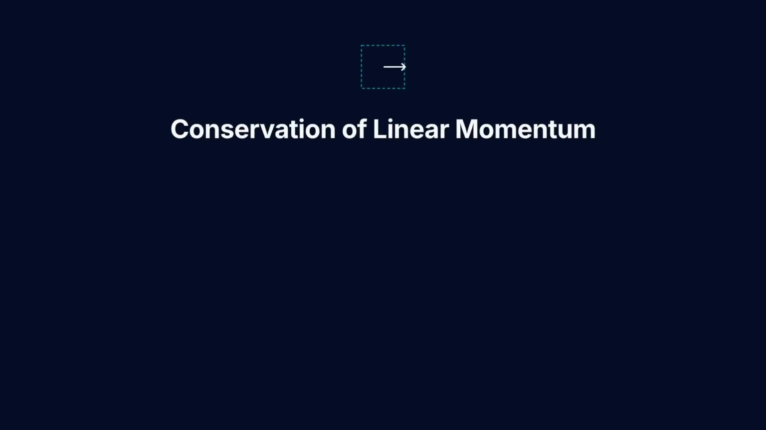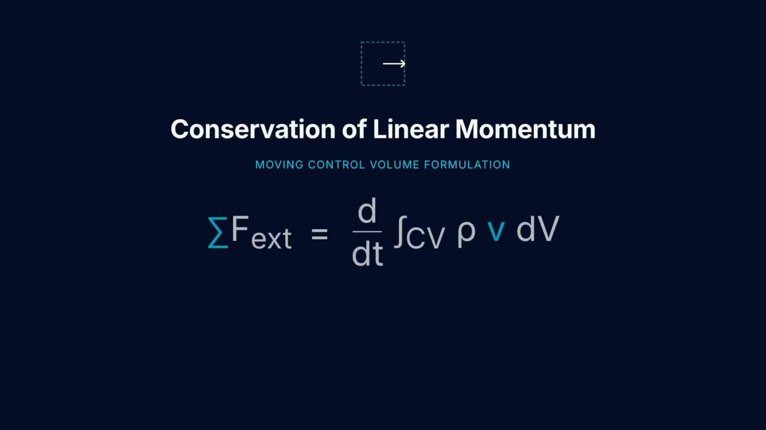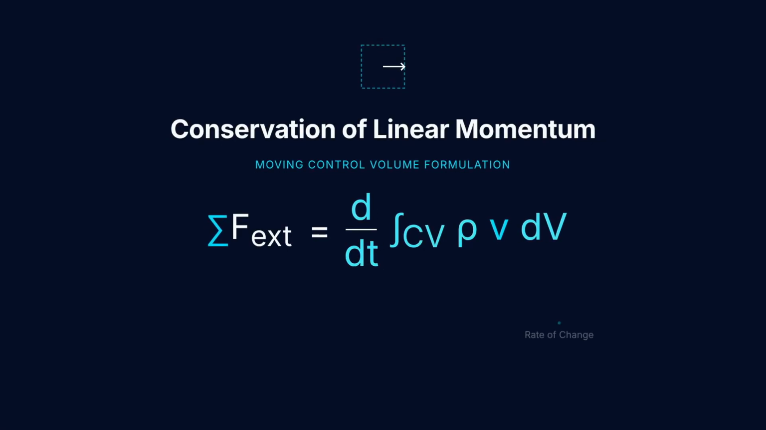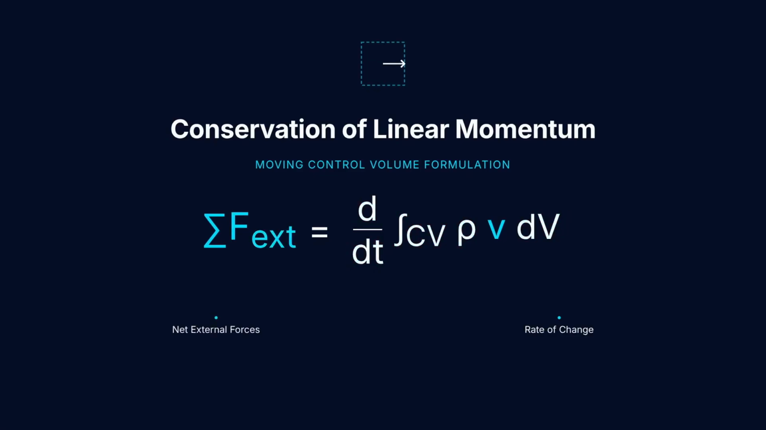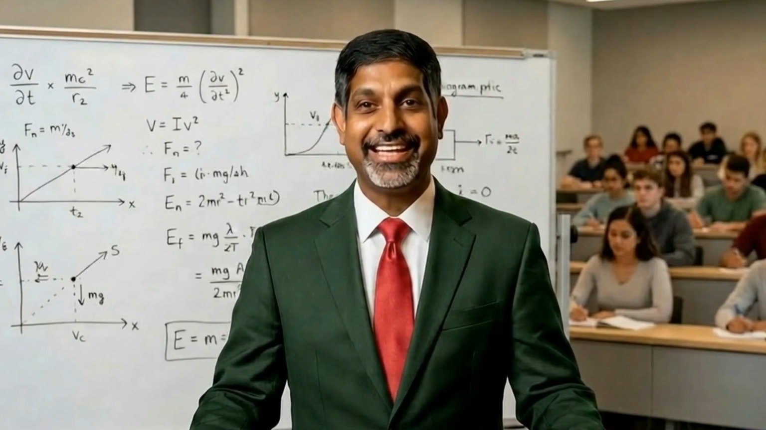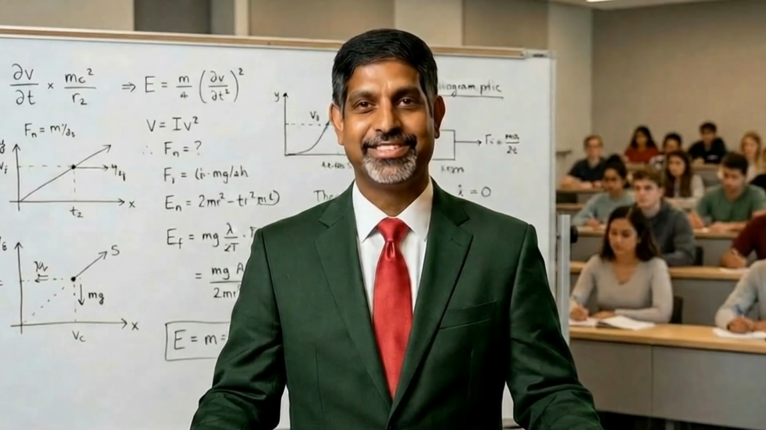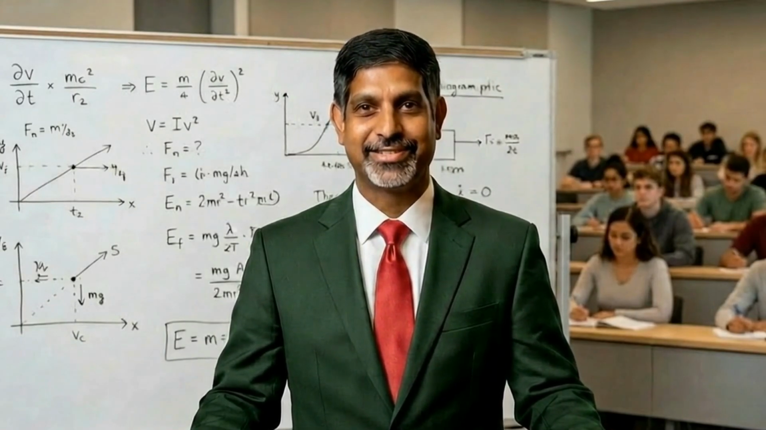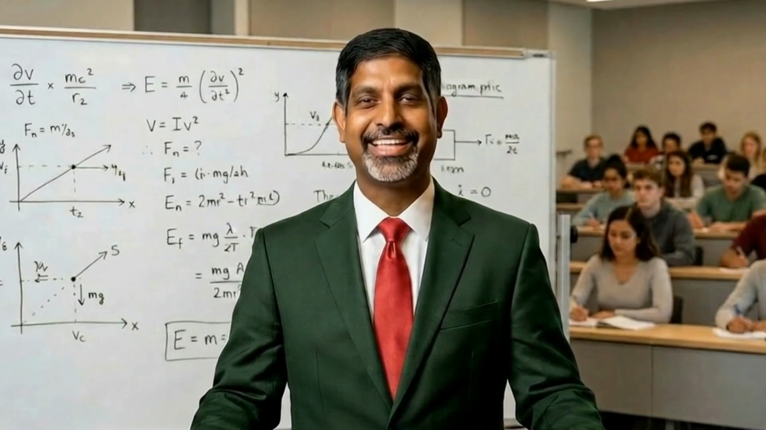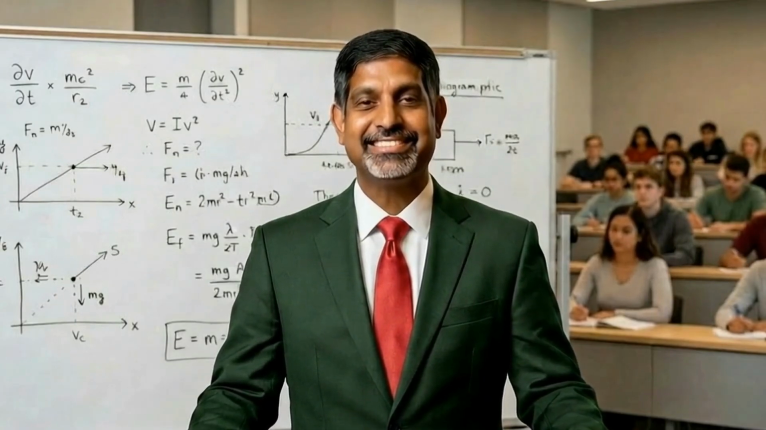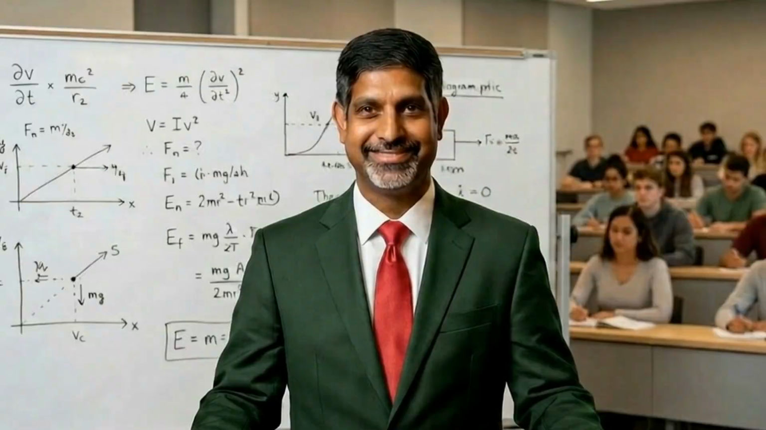Next, momentum. The rate of change of momentum within our control volume equals the sum of external forces acting on it, including pressure, friction, and body forces like gravity. For a jet engine, the net thrust is generated by the difference between the momentum leaving the nozzle and the momentum of the air entering the intake. This is the heart of propulsion.